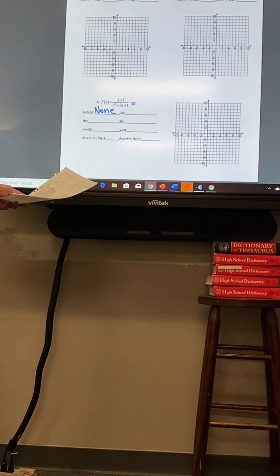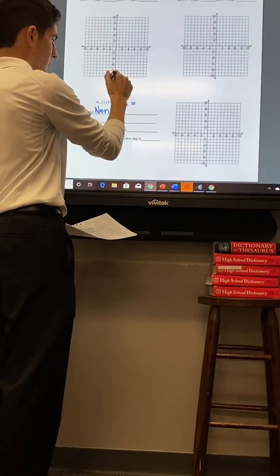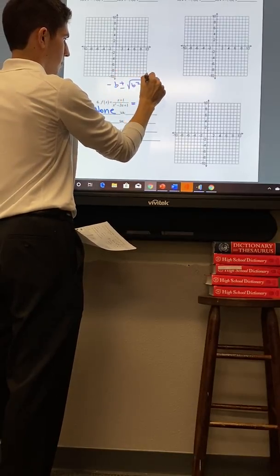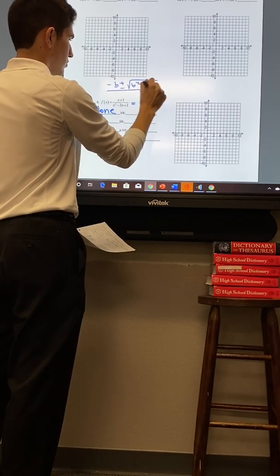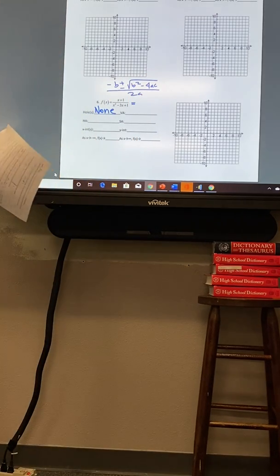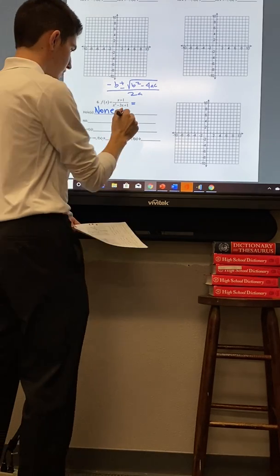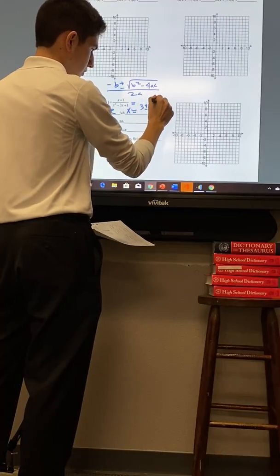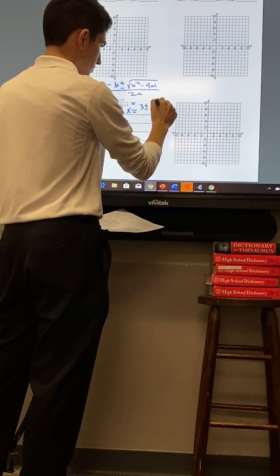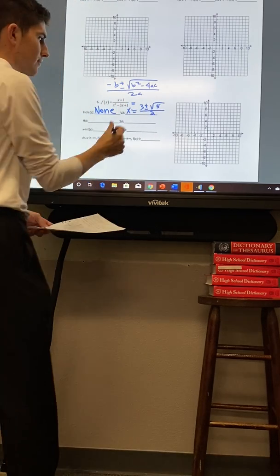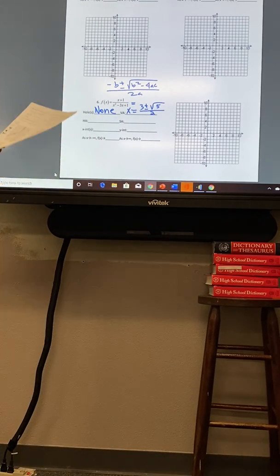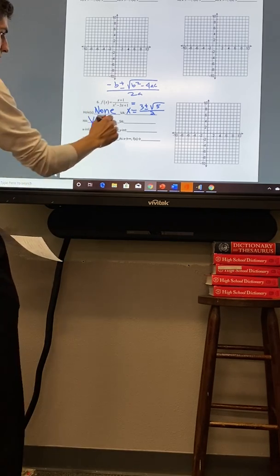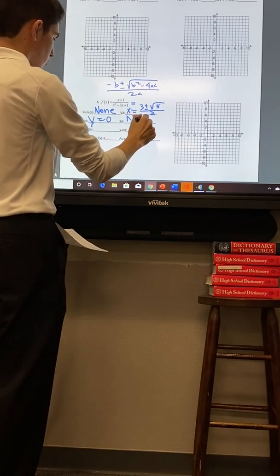And then I use the quadratic formula, which is negative b plus or minus the square root of b squared minus 4ac, all over 2a. And when I do that, I end up getting x equals 3 plus or minus square root 5 over 2. So I have two vertical asymptotes here. For a horizontal asymptote, I have a bigger degree on the bottom, so I have y equals 0. I have no slant asymptotes.